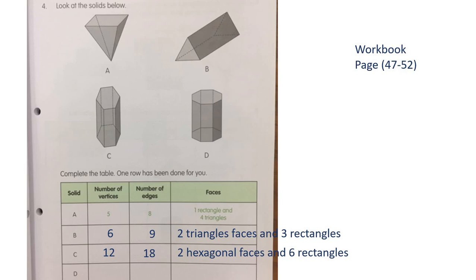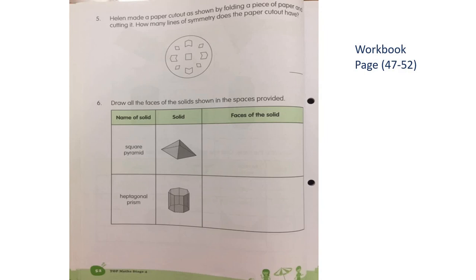So you can find 16 vertices. You have 8 vertices in the top, 8 vertices in the bottom. And you have 24 edges because you have 8 three times. And the last one, you can find 2 octagonal faces and 8 rectangles, because it's a prism. So this is the last exercise. Now we have to draw the lines of symmetry for these shapes.